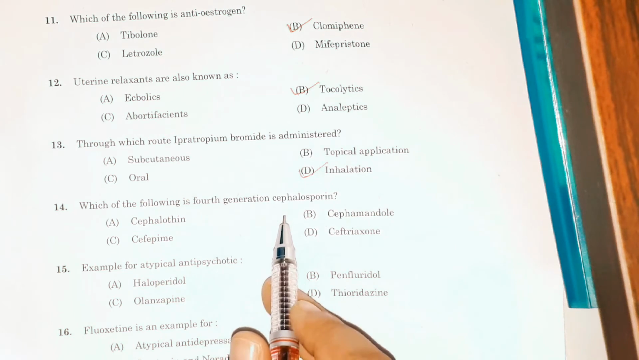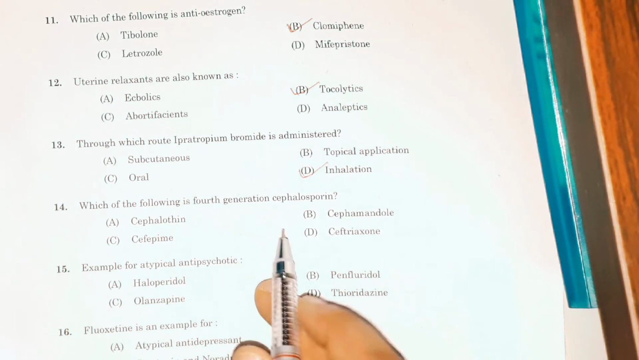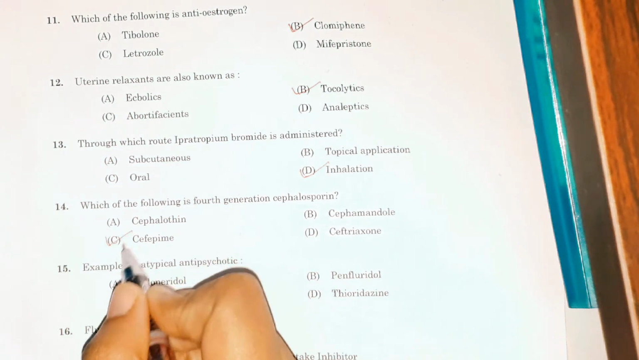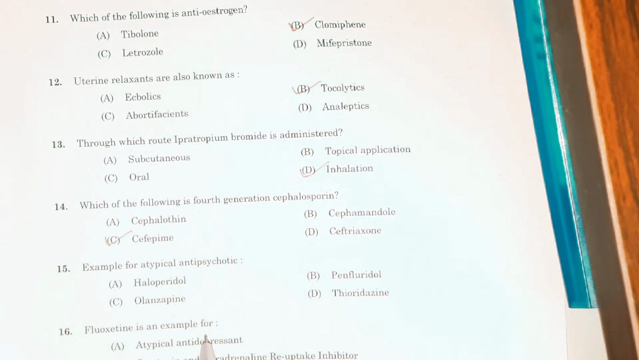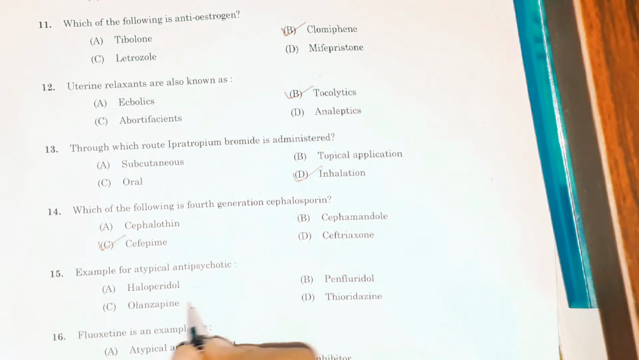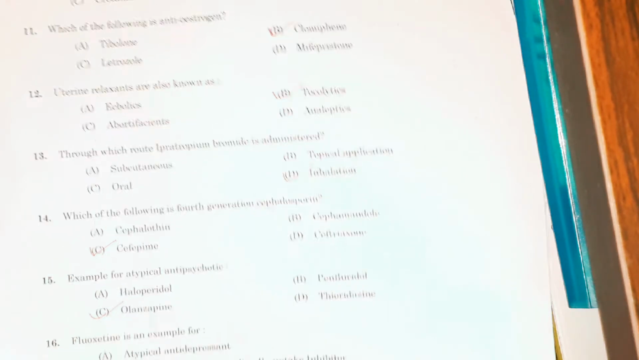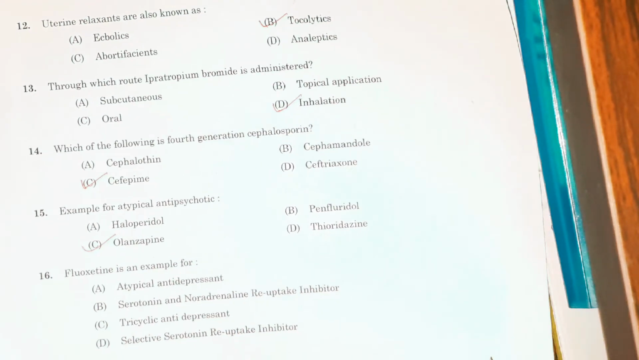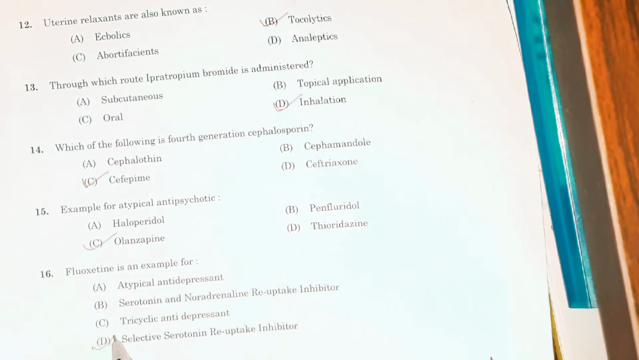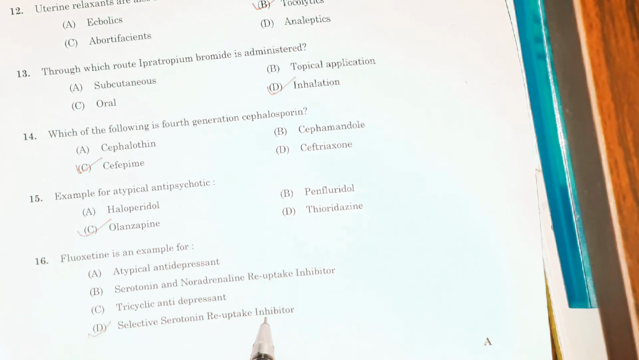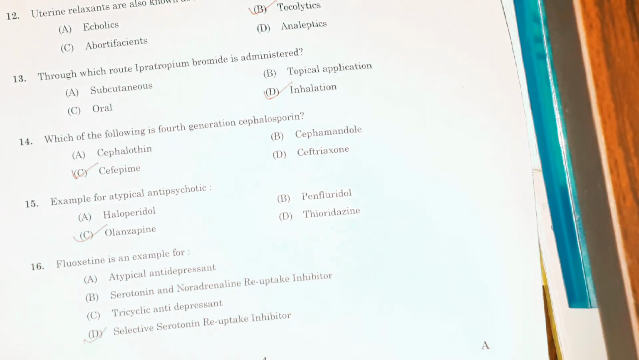Which of the following is fourth generation cephalosporin? Cefepime is the answer. Option C, cefepime. Example for a typical antipsychotic is option C, olanzapine. Fluoxetine is an example of selective serotonin reuptake inhibitor, or SSRIs. They are widely used type of antidepressants.